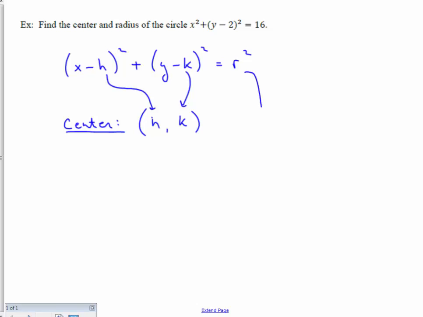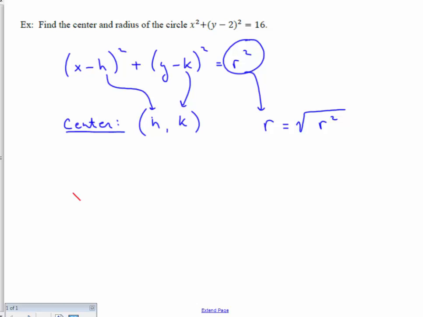For r, notice that r is squared. And so to actually find out what r equals, always take the square root of the value that's on the right-hand side of the equation of a circle.